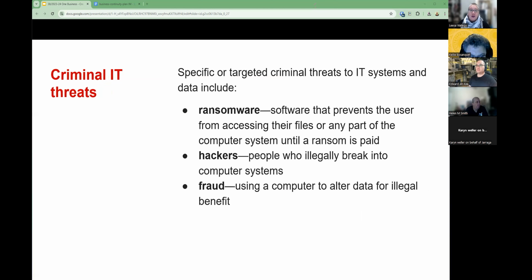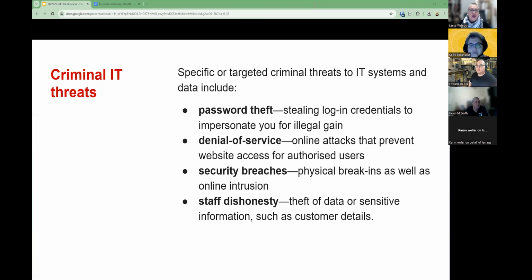You may also have criminal IT threats such as ransomware, hackers, and fraud. I don't really need to go through all of those. Other things: password theft, people stealing your login credentials, denial of service, security breaches, staff dishonesty. So that's people stealing data or sensitive information such as customer details. So there's some of the things that can threaten, from an IT perspective, your business.